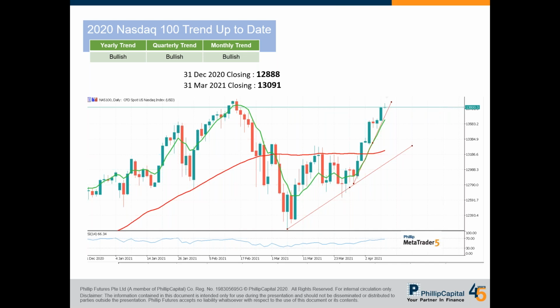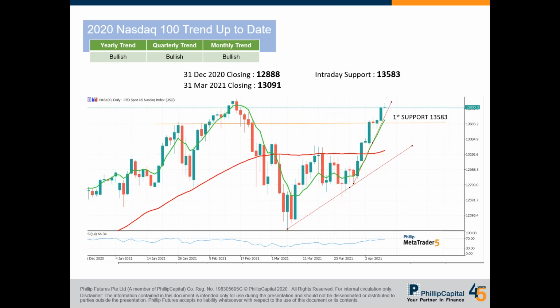Now, as we have discussed, Nasdaq looks set to continue the trend for the third quarter, second quarter, third quarter. So I will remain with a bullish bias. All right, so using a 4-month chart, I identified the support and resistance level, and also I identified the bullish engulfing pattern.